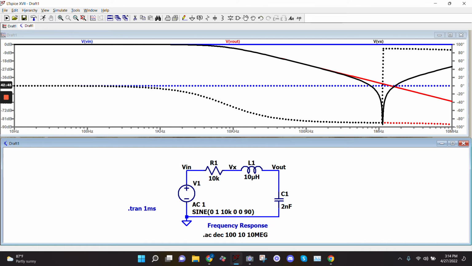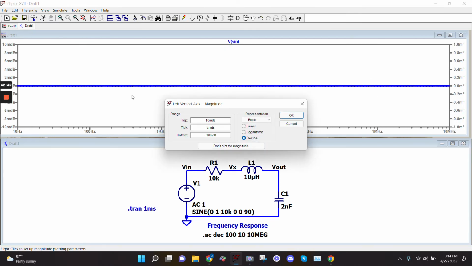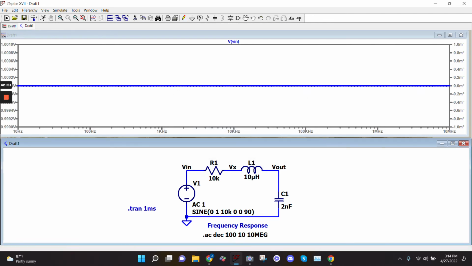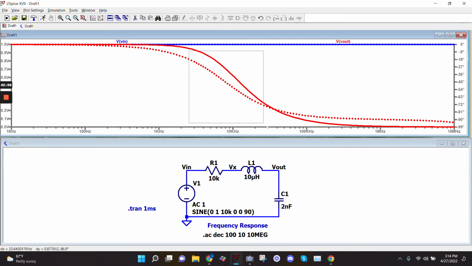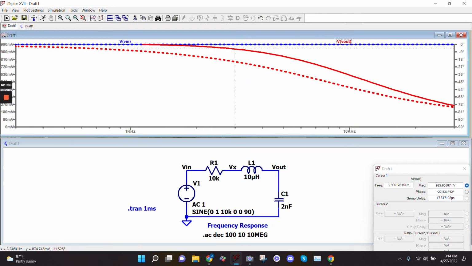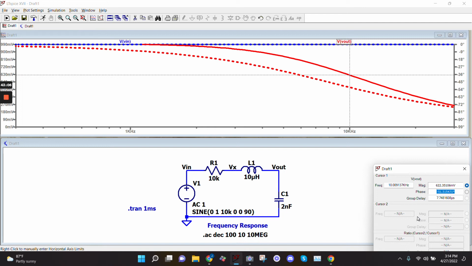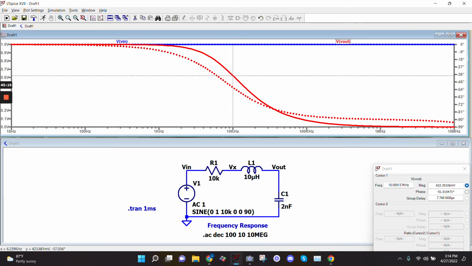This is why I told you not to look at decibels. Linear. So my phase, let's go to 10K. Is that dotted line? So at 10K, there's my phase, negative 51.5. See that? And then my output is 622 millivolts, which is exactly what we calculated. So these will be really useful.